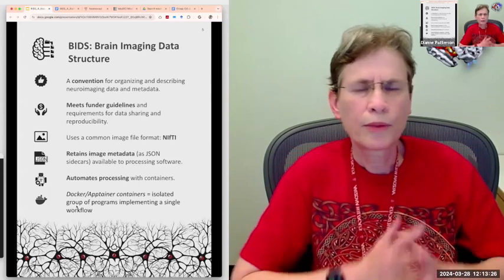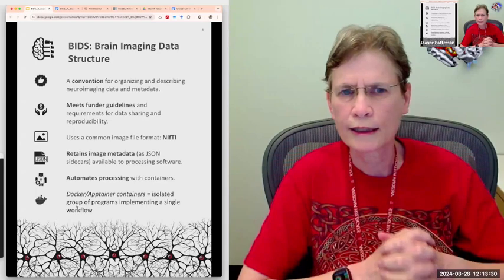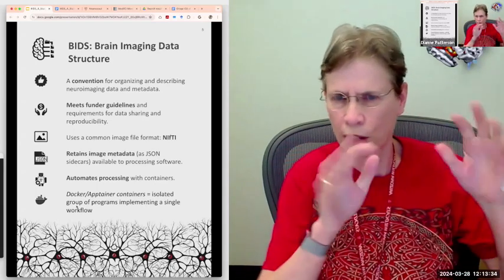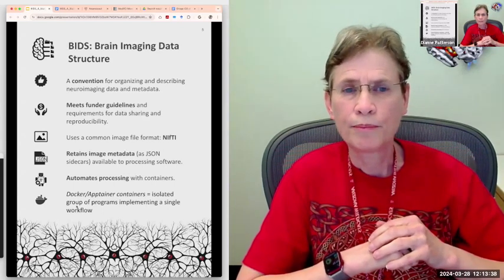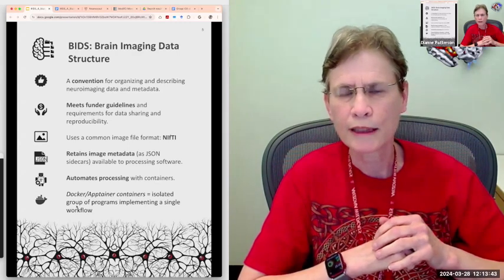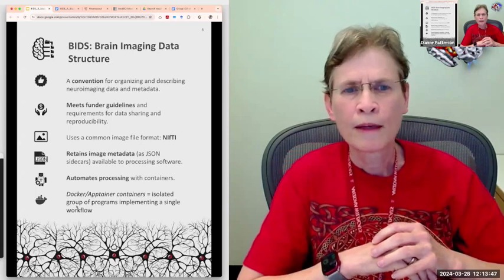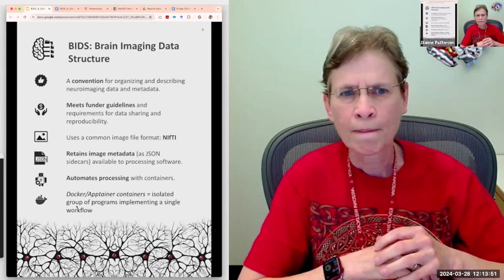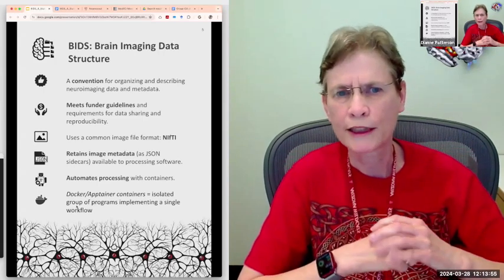So the Brain Imaging Data Structure provides a convention for organizing and describing neuroimaging data and its metadata, like the dwell time and that sort of thing. BIDS meets funder guidelines and requirements for data sharing and reproducibility because it tells you how to organize your stuff. BIDS relies on common image formats like NIfTI and naming strategies that are probably similar to what most people already use in their labs.